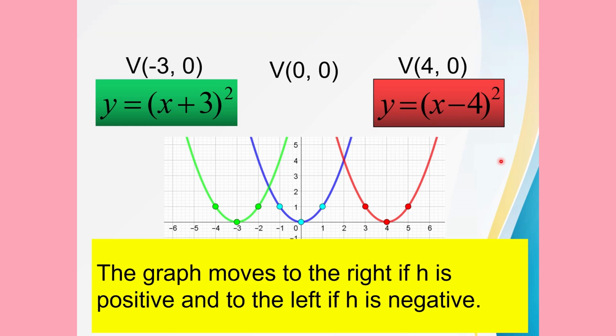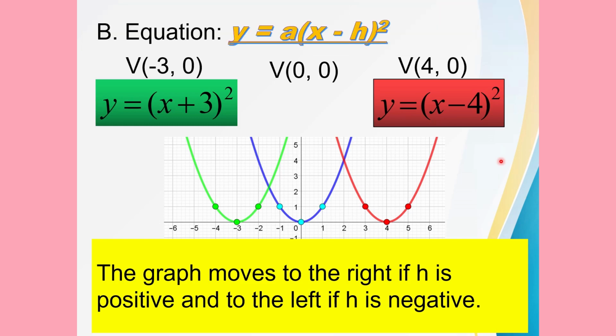The form of this quadratic function is y equals a times the quantity (x minus h) squared. If you notice, there is no value of k. So automatically, the value of k in here is 0. The graph just moves along the x-axis, either right or left, depending on the value of h.